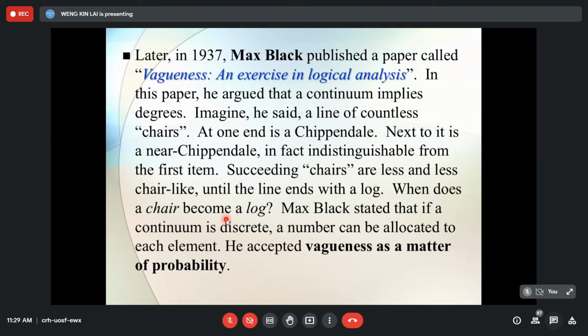So Max Black declared that if a continuum is discrete, you still have discrete continuums, a number can be allocated to each element, as you'll see in the next slide. Furthermore, he accepted that vagueness is a matter of probability. It is still not very clear, quite vague, but it's a matter of probability, as you'll see later on.